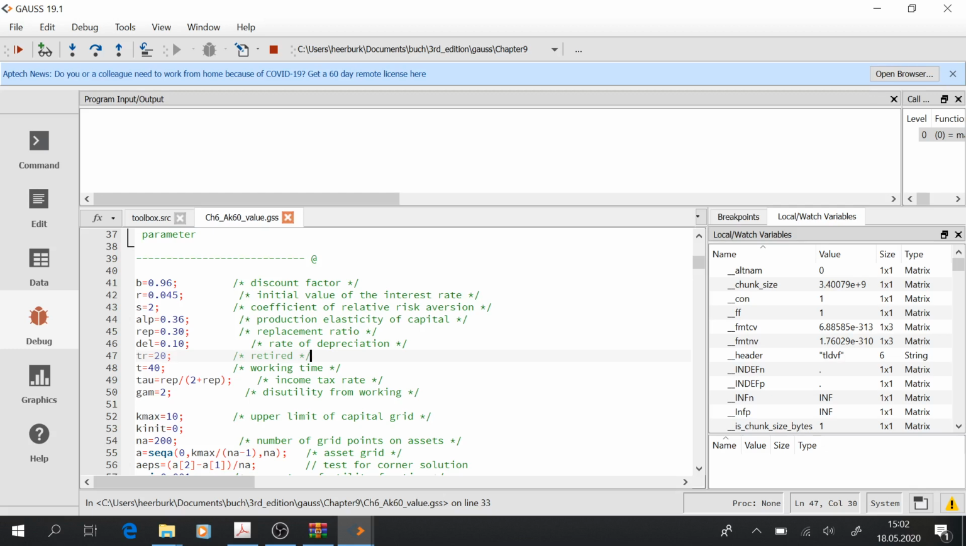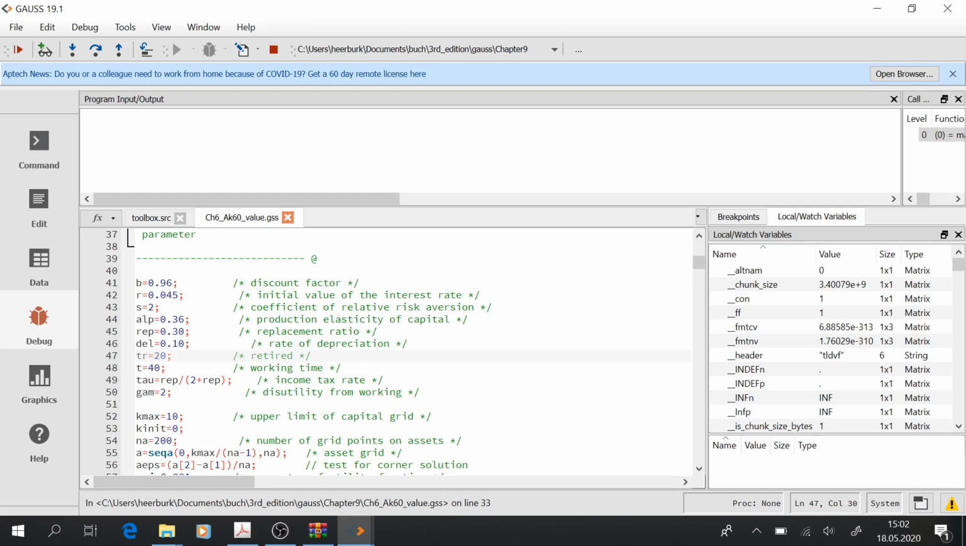We calibrate the utility parameter gamma, which measures the weight of utility from leisure in the Cobb-Douglas function, equal to 2, and we can compute the equilibrium income tax rate from the replacement ratio and the measures of the working and the retired agent respectively, which provides us with tau equal to the replacement ratio over 2 plus the replacement ratio. This follows from the fact that the measure of the workers is 2/3 and the measure of the retirees is 1/3, and we have a ratio of pensions to net wages equal to the replacement ratio.